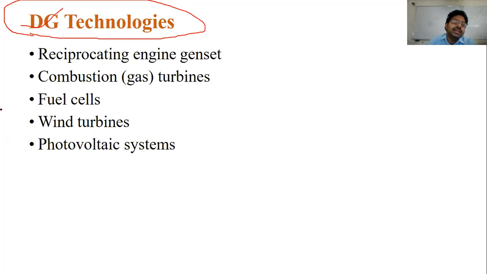The second category is combustion gas turbines. In our Andhra Pradesh we have some combustion gas turbine plants near Simhachalam, near Vizag. We have some gas plants there too. By using these gas plants, we supply some amount of power to the grid.